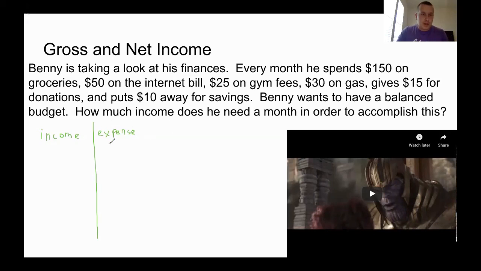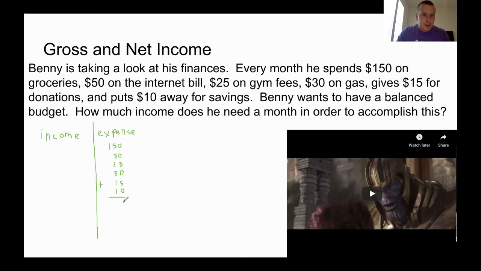So we know that he spends $150 on groceries. We know that he spends another $50 on the internet bill, $25 on the gym fees, $30 on gas, $15 on donations, and $10 on savings. And remember, we said that donations and savings are considered expenses because they're leaving his bank account, okay? So we're just going to add these together.